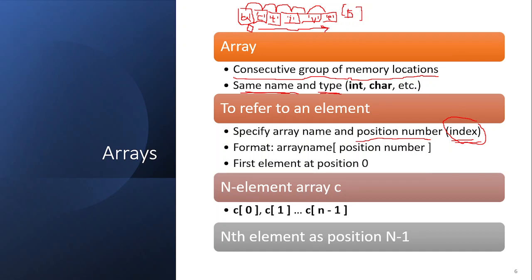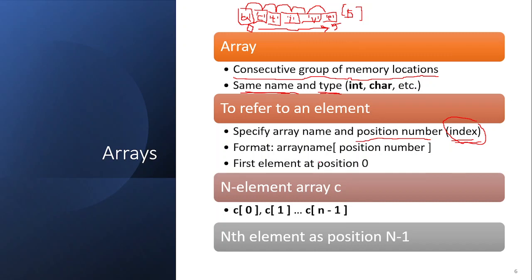So if this array is of 6 elements, it will start from 0 and go to 6 minus 1, which is 5. So the index of this element would be 0, this element 1, for this element the index is 2, 3, 4, 5. Okay, and this is a 6 element array.